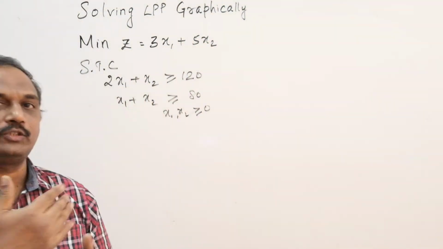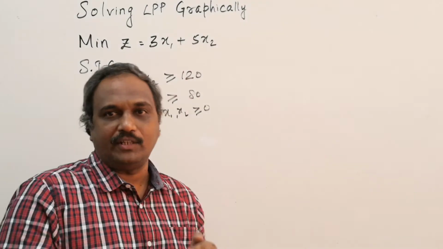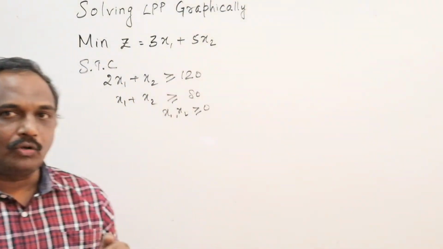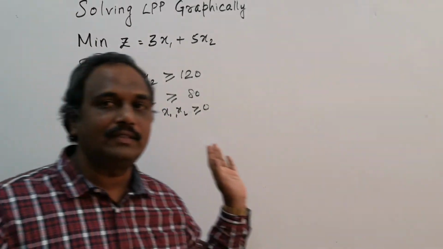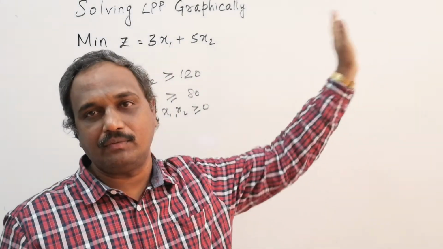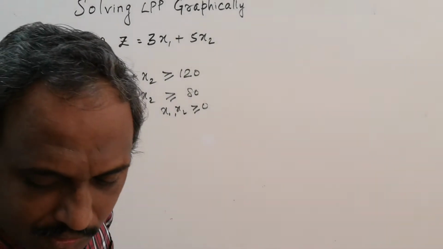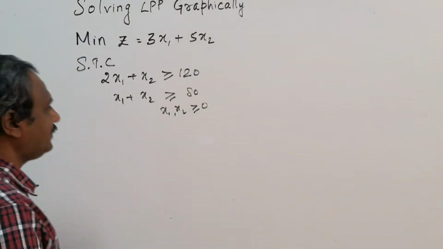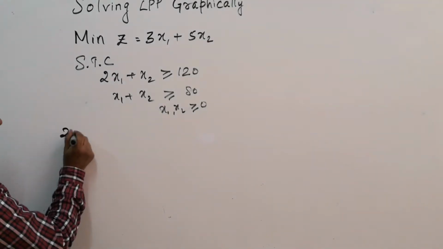Because when we set the maximization, we said we are going to consider the innermost region. For minimization, we are going to consider the outermost region. We are going to follow the same principle. First, I am going to find the points. I am going to take the first equation.